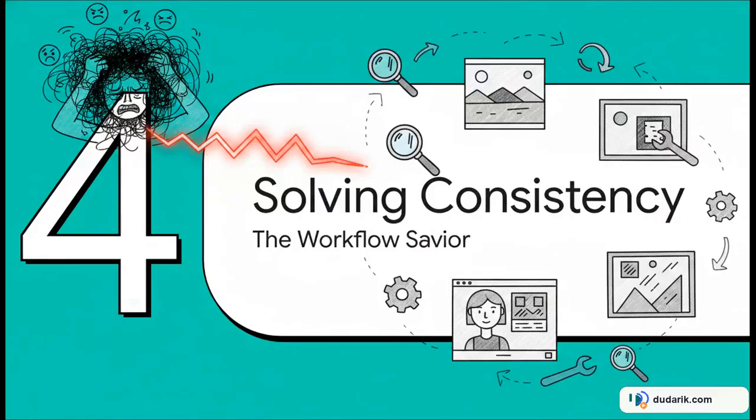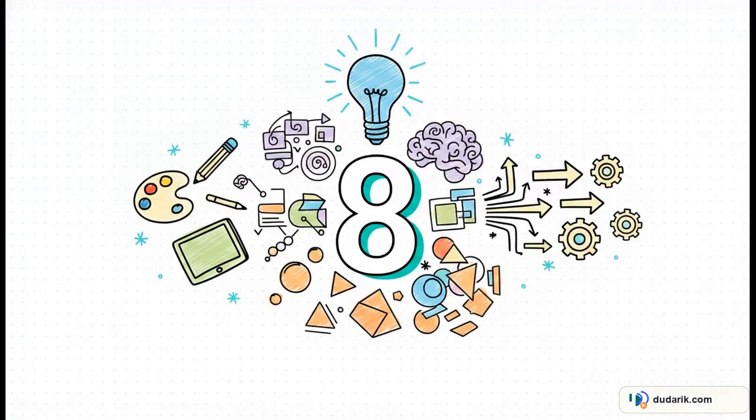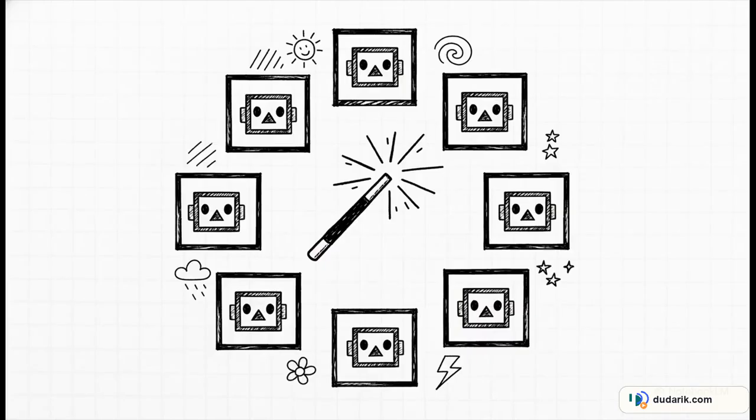Okay, on to Section 4, solving the consistency problem. 8. For anyone who has ever pulled their hair out trying to get an AI to make just one tiny tweak without totally ruining the entire picture, 8 is the magic number. This single digit represents the ultimate workflow saver for digital artists everywhere. Here's why. ChatGPT Images 2.0 now allows you to generate up to 8 images from a single prompt, keeping consistent characters, objects, and styles across all the frames.